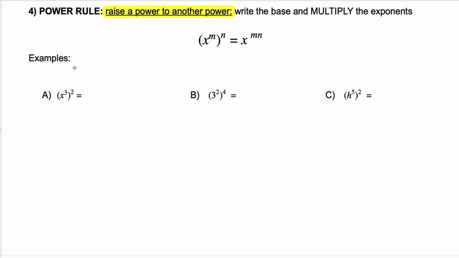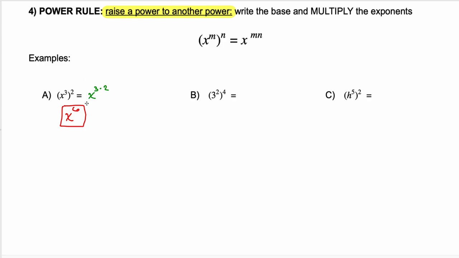So if we write this out, we would write the base, which is x, and then we would take our exponents and multiply them. We have a 3 times a 2. This is both numbers and letters, so our simplification will be an expression of numbers and letters. Keep the base of x, and then 3 times 2 is 6. Our simplification is x to the 6th.